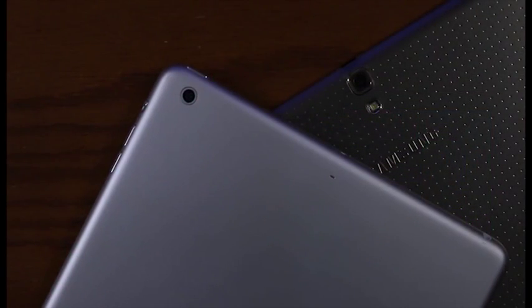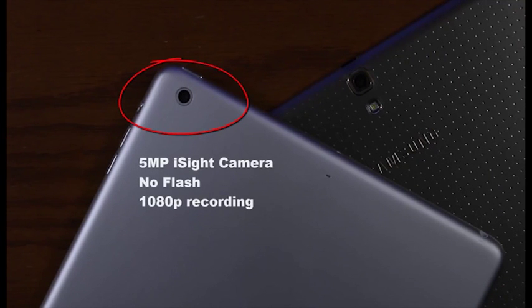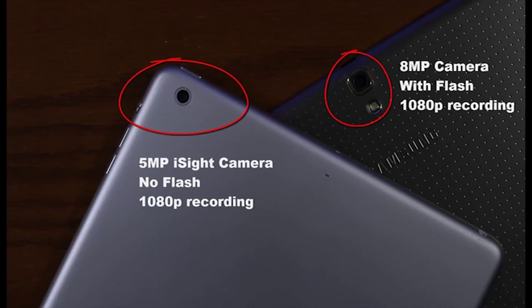Up next is the camera. I have never used the camera on any tablet that I ever owned, whether that was an iPad or an Android tablet. But here are the specs for those of you who actually care. The iPad Air has a rear-facing 5-megapixel iSight camera and a 1.2 megapixel front-facing camera, which they also call the FaceTime camera. The Tab S has an 8-megapixel rear-facing camera with a flash and a 2-megapixel front-facing camera.